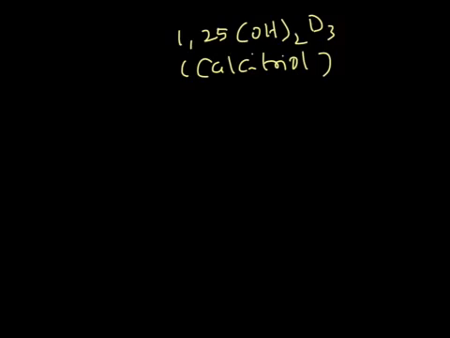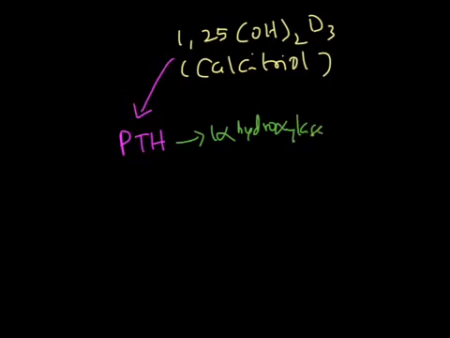Now let's see all the factors that control this active form of vitamin D. Vitamin D levels will be controlled by parathyroid hormone. Whenever there is an increase in parathyroid hormone, it is going to stimulate the 1-alpha hydroxylase enzyme in the kidney, and this 1-alpha hydroxylase enzyme is going to make 1,25 dihydroxycholecalciferol.